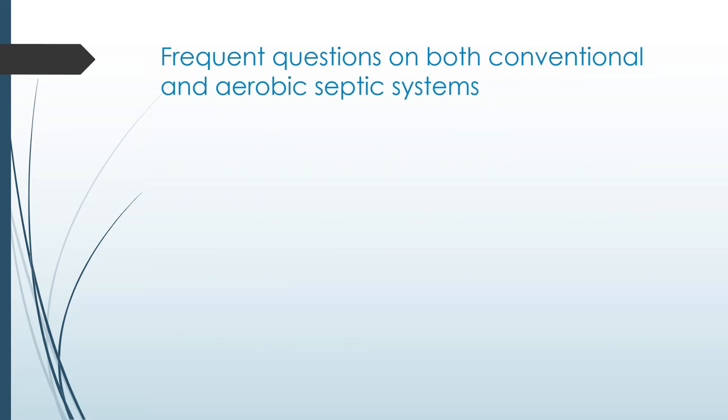Some of the more frequent questions asked regarding both conventional and aerobic septic systems. Where should septic tanks be placed? Septic tanks should be placed away from areas subject to flooding and surface water ponding. The tank should be properly vented. The tank should also be placed where it is accessible for future inspections and pumpings.